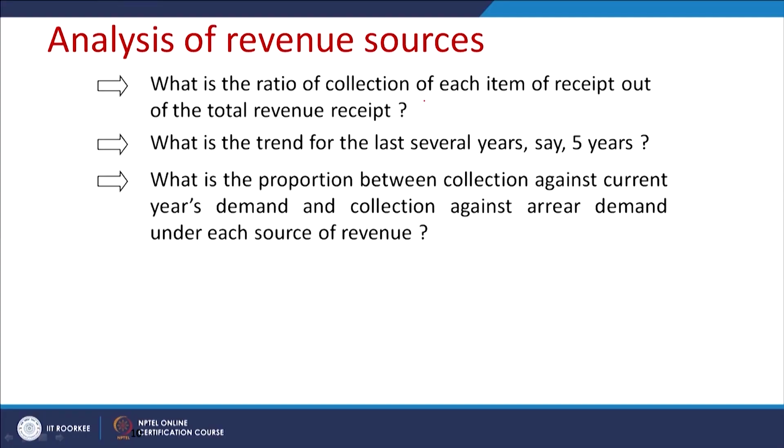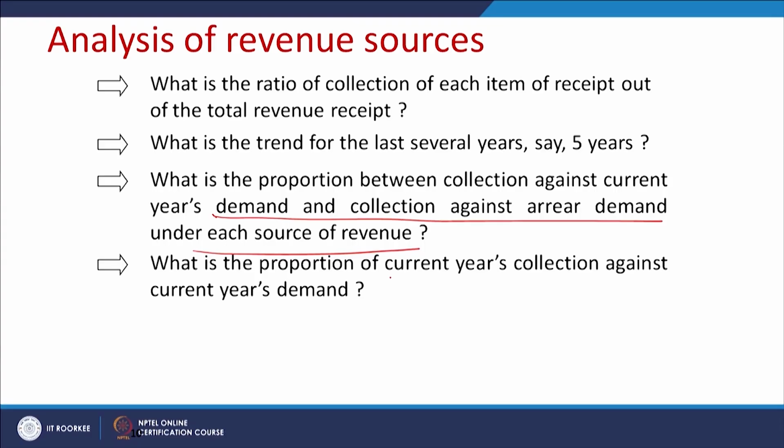Next, what is the proportion between collection against the current year's demand and collection against arrear demand under each source of revenue? For example, property tax collection or non-tax collection. What is the demand and the collection against such demand, and percentage wise you can see whether it is 80%, 90%, what is the actual demand that you got or that came to the municipal account.